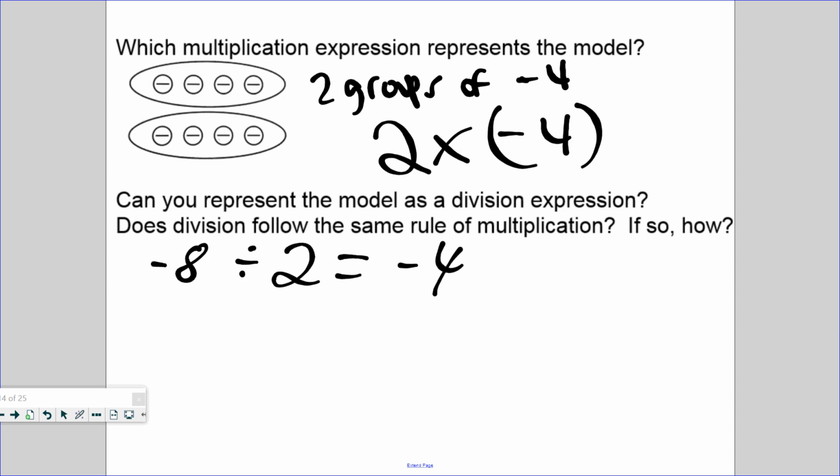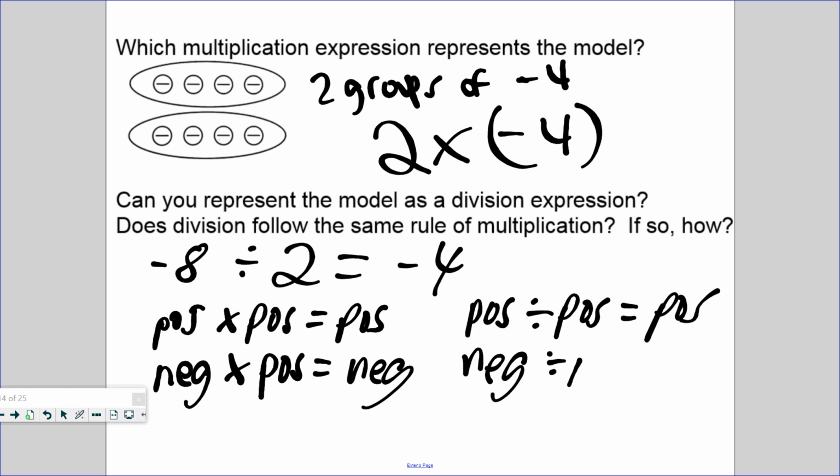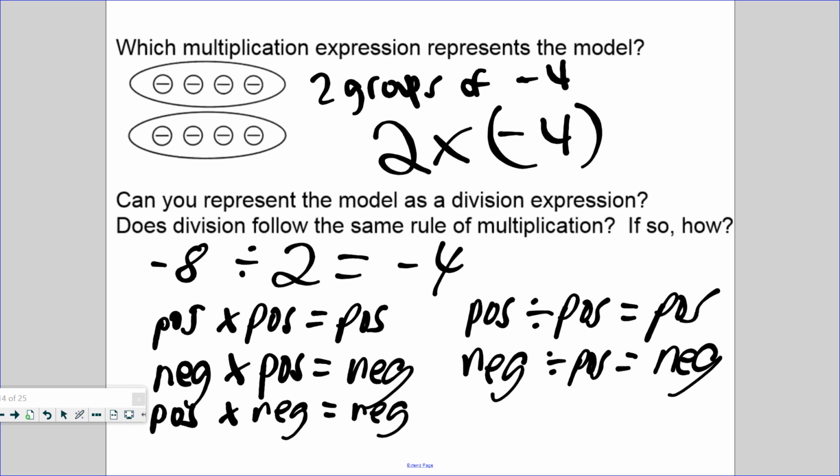So does division follow the same rule as multiplication? It definitely does. If you have a positive times a positive, it equals positive. A positive divided by a positive equals positive. What if you have a negative times a positive equals negative? A negative divided by a positive equals negative. And a positive times a negative equals negative, and a positive divided by a negative equals negative.